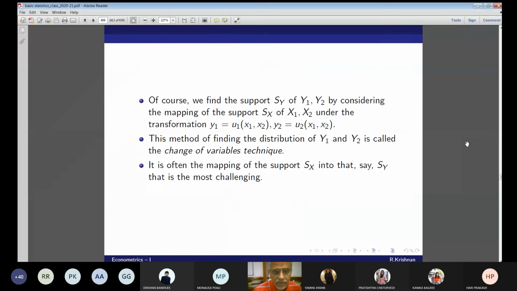Next, consider this. Of course, we find the support by considering the mapping of the support S under the transformation of y1 and y2. This method of finding the distribution of y1 and y2 is called the change of variables technique. In the change of variables technique, we normally use the Jacobian for two or more random variables, for functions of two or more random variables. It is often the mapping of the support S into SY that is the most challenging.